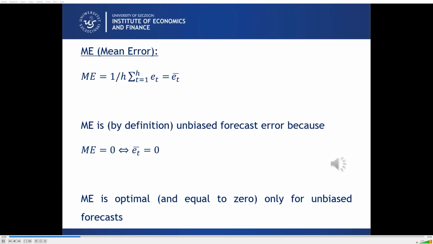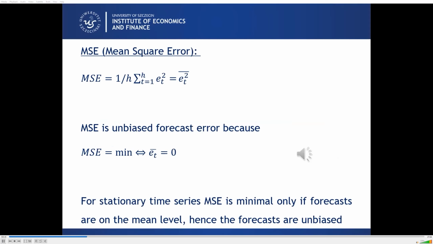Mean error is by definition an unbiased forecast error because it is optimal and equal to zero only for unbiased forecasts. Mean square error is also an unbiased forecast error because it is minimal only for unbiased forecasts. For stationary time series, mean square error is minimal only if forecasts are on the mean level. Therefore, forecasts are unbiased. For non-stationary time series, the expected value of a predicted variable should be related with time, and conclusions are very similar.